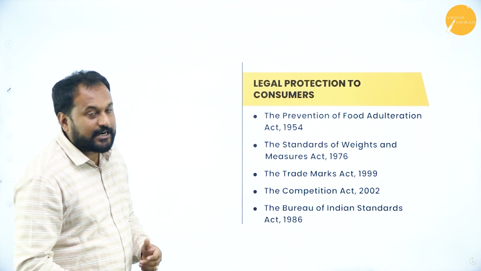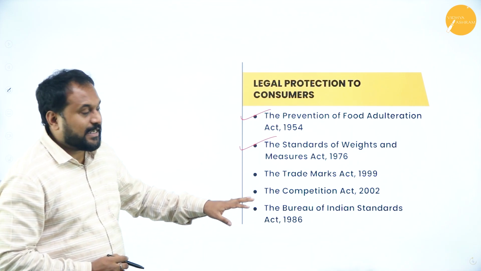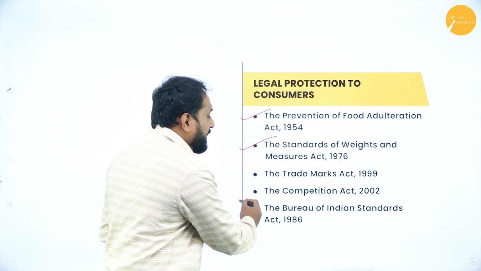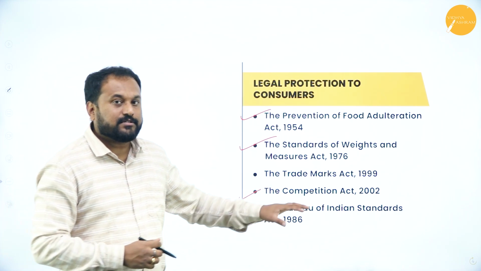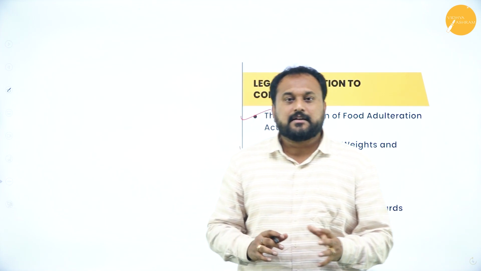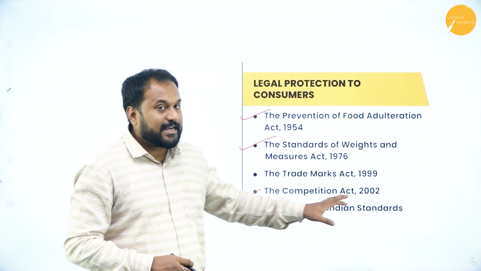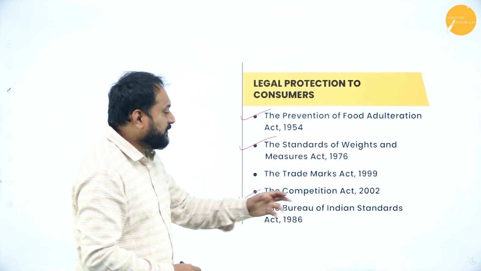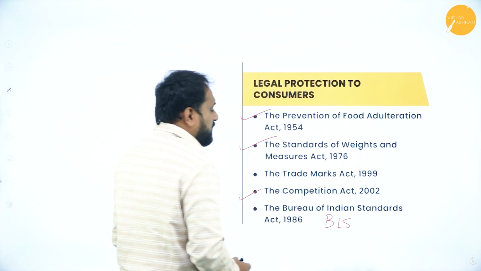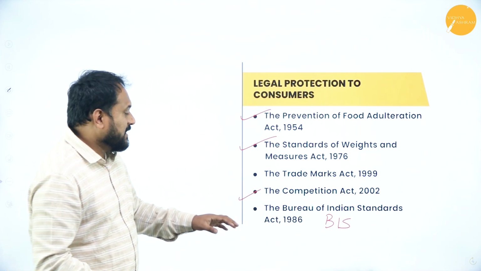Legal protections to consumers, here I have actually given you more. The Prevention of Food Adulteration Act 1954, the Standards of Weights and Measures Act 1976, the Trademark Act 1999, the Competition Act 2002. See, 2002, what happened was there were a lot of competitions, so just to make sure that there should be healthy competition, this act was introduced. So that is the Competition Act 2002. The Bureau of Indian Standards, which we also call BIS. You would have heard from so many places what exactly BIS is. That is Bureau of Indian Standards, 1986.